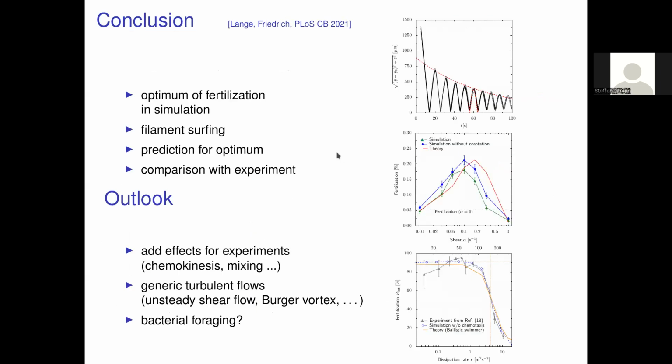This brings me to my conclusions. We recovered an optimal turbulence strength in numerical simulations, described the sperm dynamics in terms of filament surfing, and explain and predict based on this dynamics the optimal turbulence strength. We find reasonable agreement between our simulations and experiment. Of course, our simulations represent only a minimal model, and in the future we have to take into account additional effects which occur in experiments like chemokinesis, turbulent mixing, as well as we can extend our model to more generic turbulent flows like unsteady shear flow or Burgers vortices.